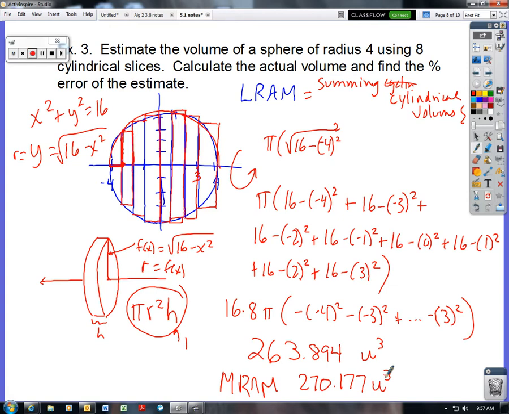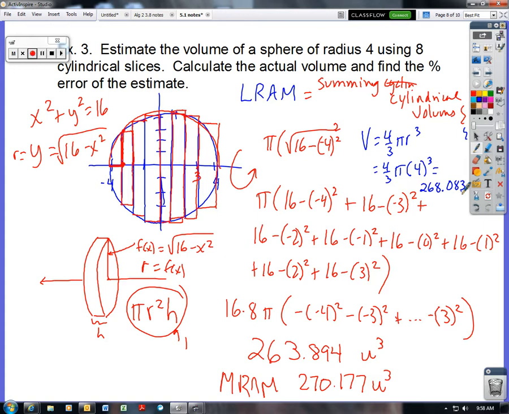Now it does say calculate the actual volume and find the percent error. So the actual volume is 4/3 pi r cubed. So that's 4/3 pi, the radius is 4, so 4 cubed. And if you calculate that, I've got 268.083. Then to get the percent error, we'll subtract and divide by the original.